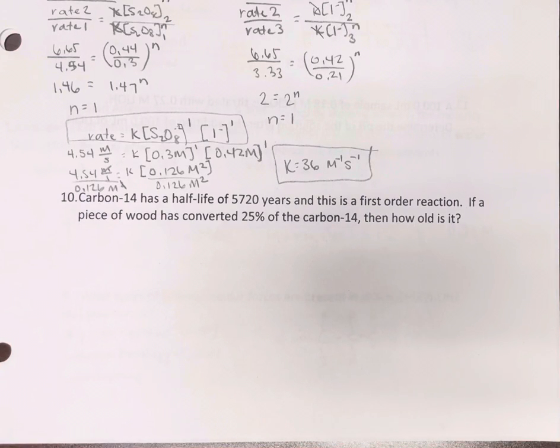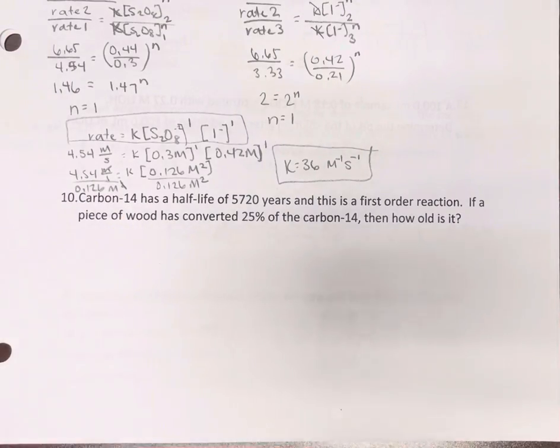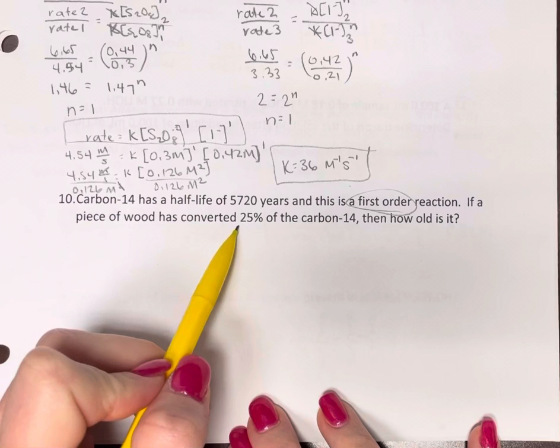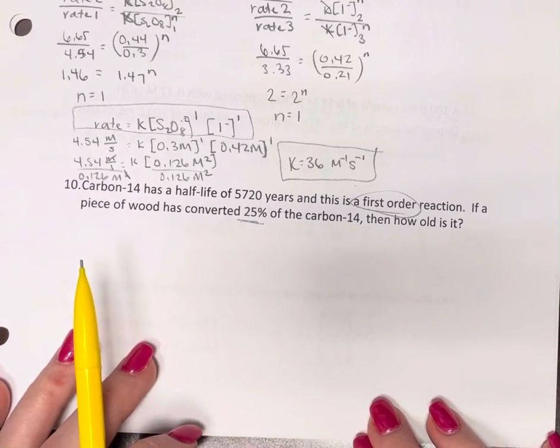Let's do another one that's related to rates. Here we have carbon-14 and we're given a half-life, and it tells us it's a first order reaction. And this says it's converted 25% of the carbon-14. How old is it?